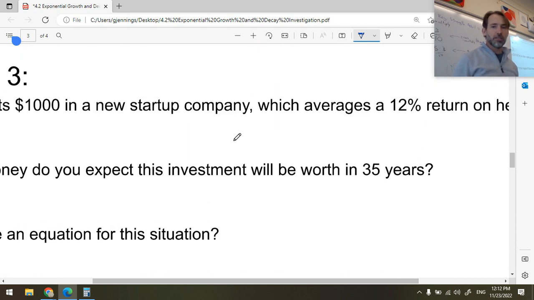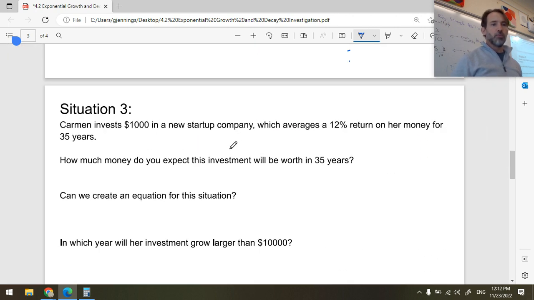Let's take a look at one more example where Carmen is investing money in a new startup, and she's very lucky. This new startup averages 12% return on investment for 35 years. So let's see how much money her $1,000 investment is worth at different times going forward. So, first of all, if she invests $1,000, how much money will there be after 1 year?